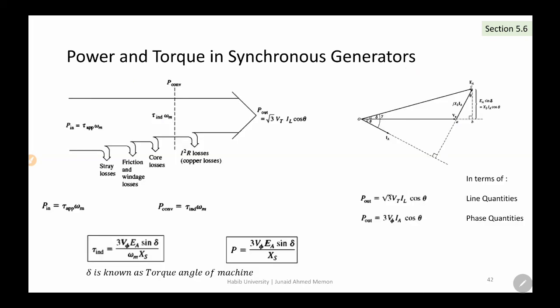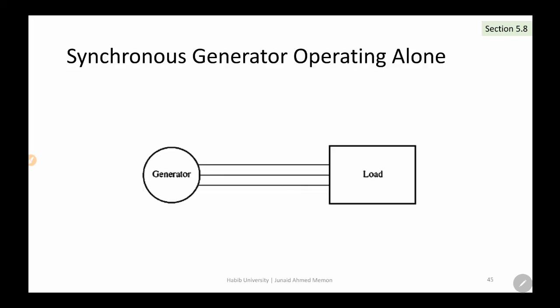What you see on the slide is the summary of what we just discussed. We have the power flow diagram on the left. If we ignore the I square R losses, if we ignore the resistance, it means these are not there. It means the power conversion is equal to power output, and in that case P will be equal to 3V phase EA sine sigma. Sigma is the torque angle of the machine.